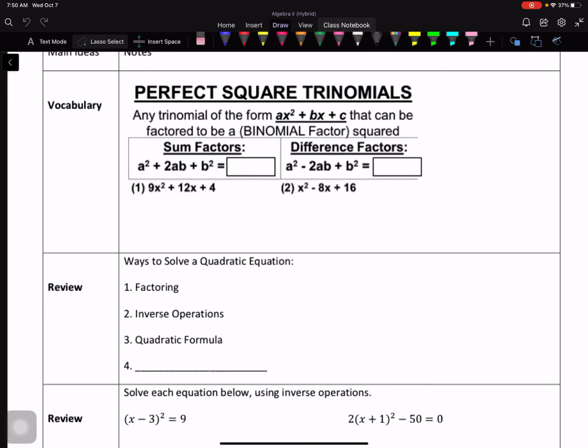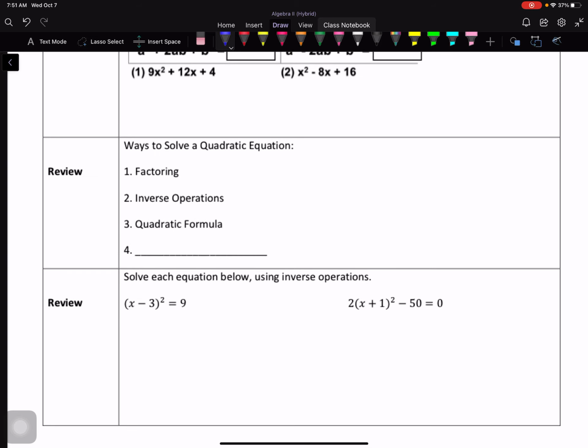So there are four ways to solve. We've talked about inverse operations, which we call the square root method. We've talked about the quadratic formula. We also have completing the square, and that's what we're going to talk about today. Factoring is going to come in a later video. It's a longer process and a little more difficult to understand.